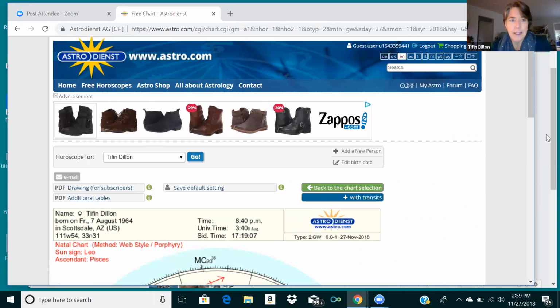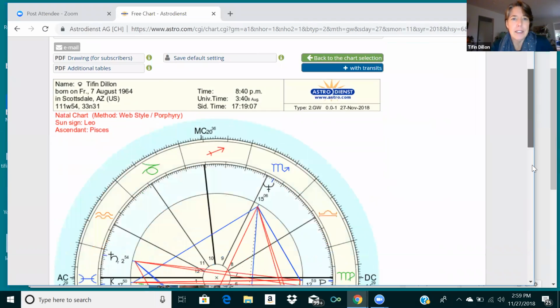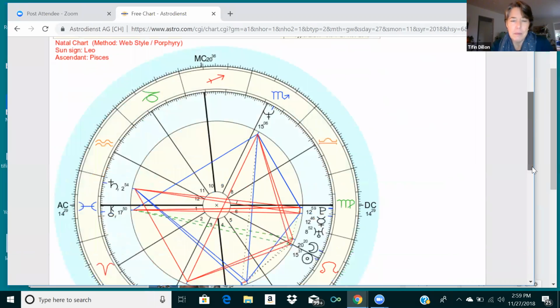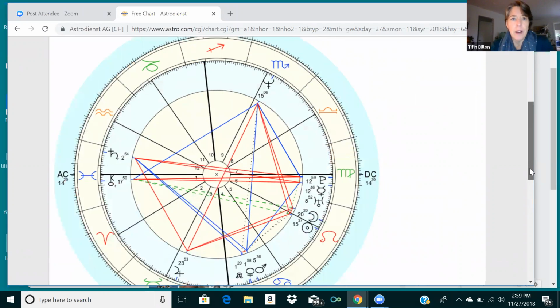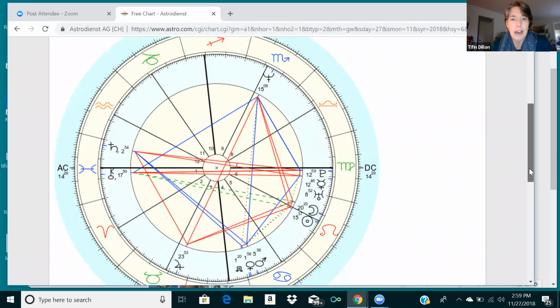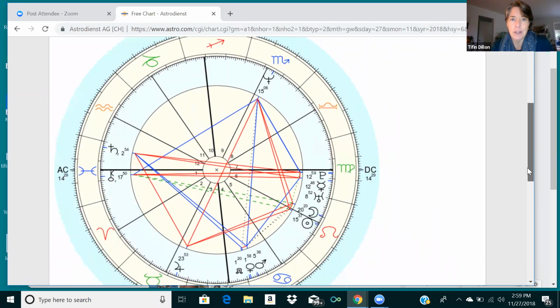Alrighty, so we do get advertisements with astro.com as a free resource. You can close that out, and we can scroll down to see the chart. Now, what I'm looking at here, and what I want to orient you to, is looking for the signs of the zodiac and where they are in your chart.